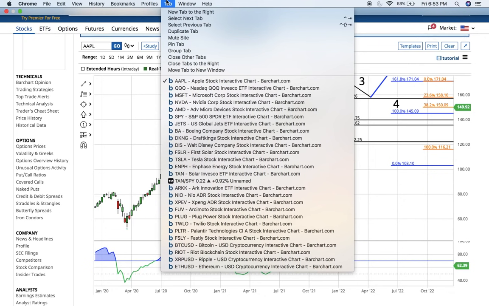We'll talk about NIO, XPeng, Arcimoto, and Plug Power. We'll talk about TWLO, Palantir, and Fastly. We'll talk about Bitcoin, Riot Blockchain, Ripple, and Ethereum.